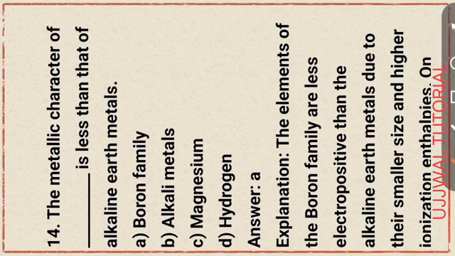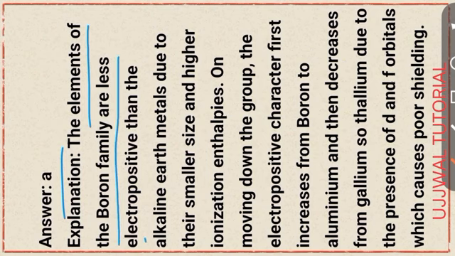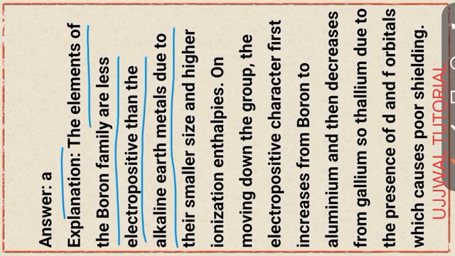The melting character of dash is less than that of alkaline earth metal. Option A, boron family, the group 13 elements. The reason for option A is that the elements of the boron family are less electropositive than the alkaline earth metals due to their smaller size and higher ionization enthalpies.